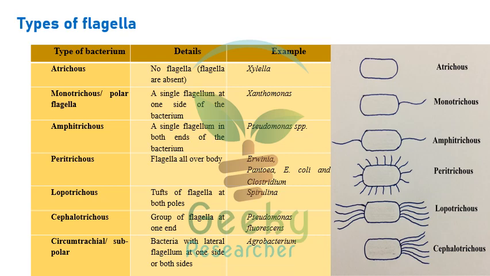Atrichous: a means no, trichous means hair. Atrichous means no flagella is present. Example is Xylella. We know very well the Pierce disease of grapevine, which is caused by Xylella fastidiosa. It is a bacterium, okay? The same Xylella is an example of atrichous. Atrichous means no hair, which means no flagella. So no flagella is present. Example is Xylella, which causes Pierce disease of grapevine.